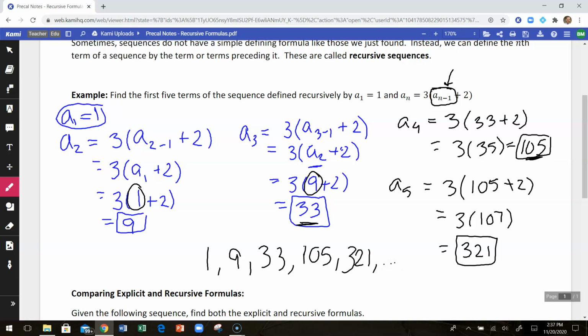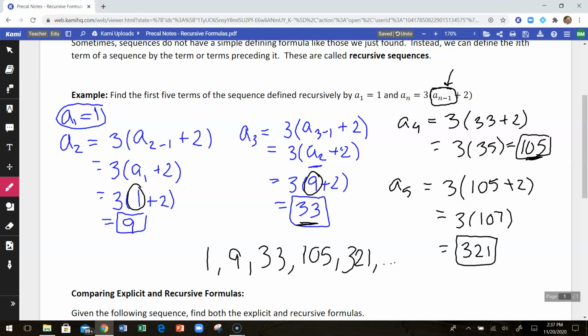Now, what's the drawback for a recursive formula? Because a lot of times that's kind of easy. All I need to do is take my term right before it and do some stuff to it, and I get the next one. The drawback is if I want to know the 50th term of a recursively defined formula, I have to know the 49th term.